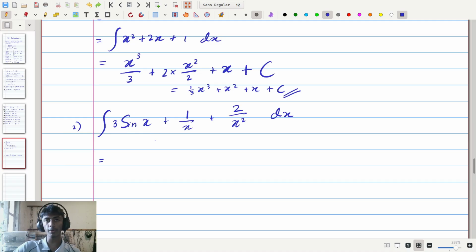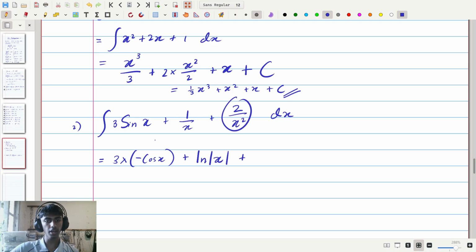We know that when you have a constant times a function, we can take it out. So this is 3 multiplied by the integral of sine of x. The integral of sine of x, as we found above, is the negative cosine of x. So we'll write here negative cosine of x. Plus, here we have 1 divided by x. We know the integral of 1 divided by x is the natural logarithm of the absolute value of x, as we proved above. Therefore, here we must have the natural logarithm of the absolute value of x.